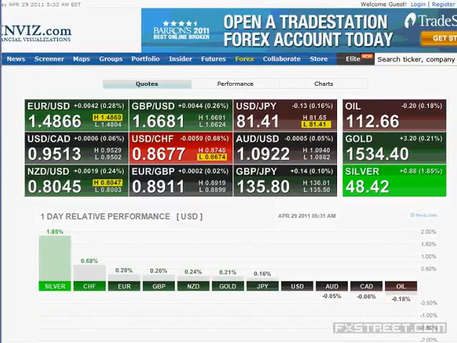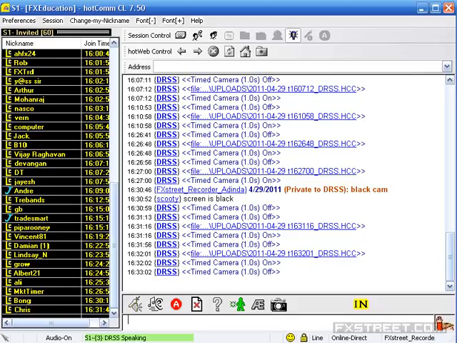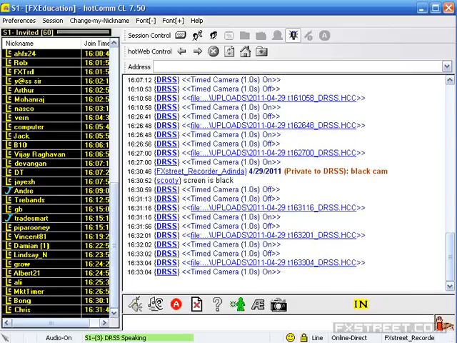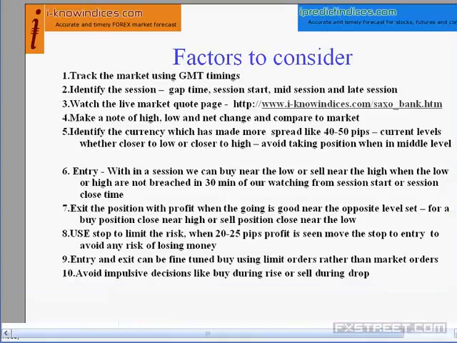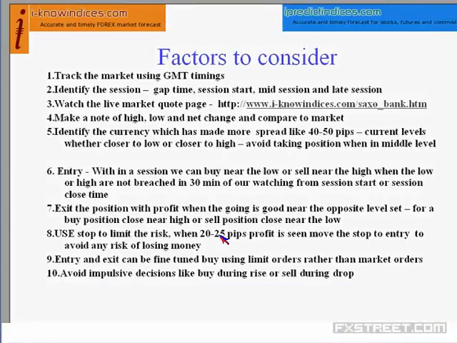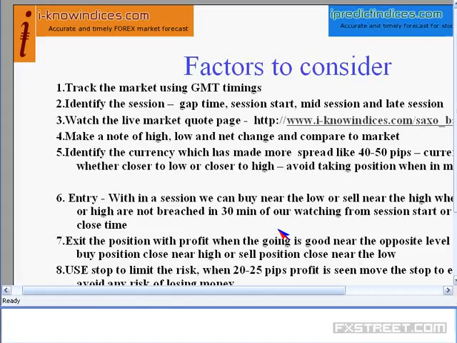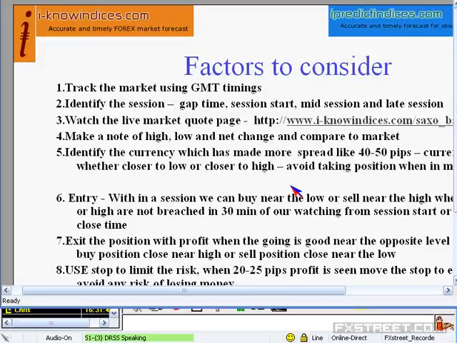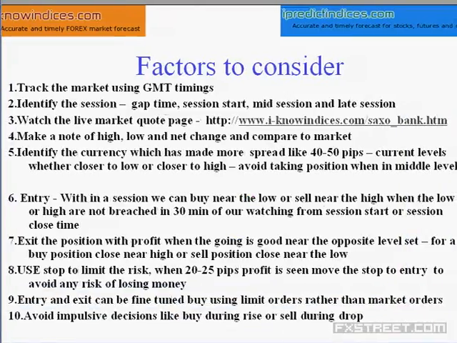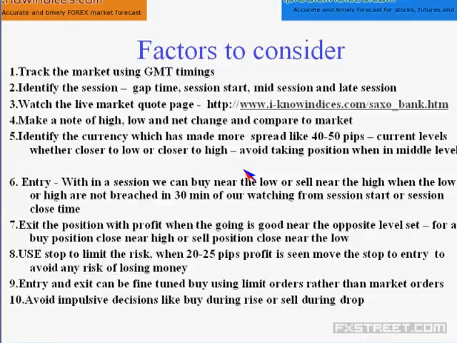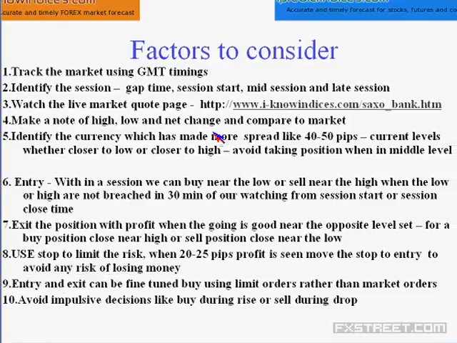So let me go back to the other PowerPoint presentation. I am taking more time in explaining all the other aspects of it, so I don't know whether I'll have time to show a trade, but making decisions on trading is more important than simply taking a position and showing a profit, because I want you to learn that particular methodology. So make a note of the high and the low and that net change and compare to the market from time to time.